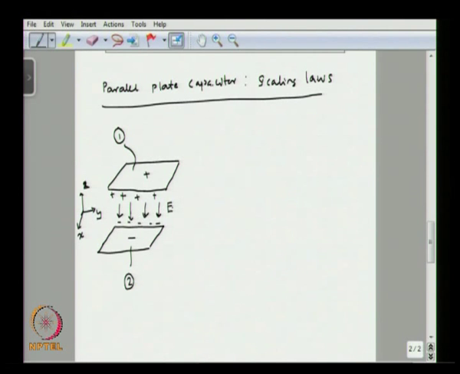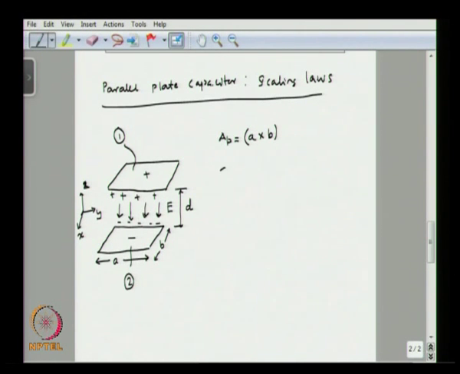E, and the separation distance between the plates, let us say it is D, and the length of the plate is A, and width is B, okay. So the plate area is A into B, okay.